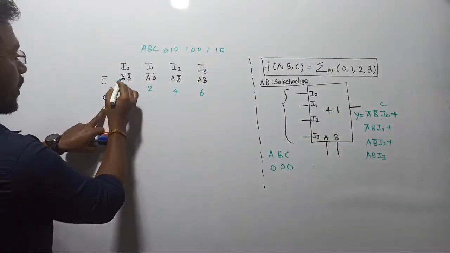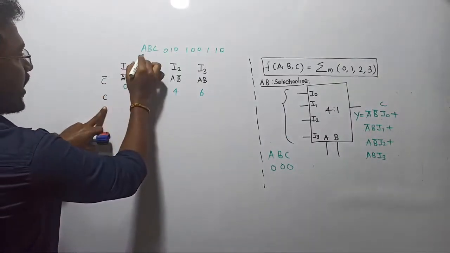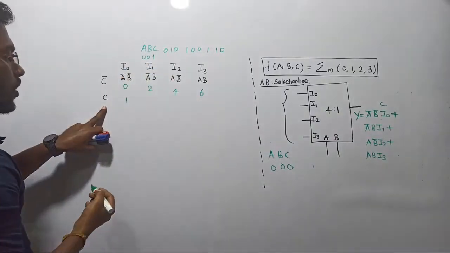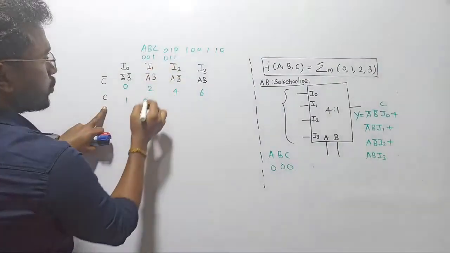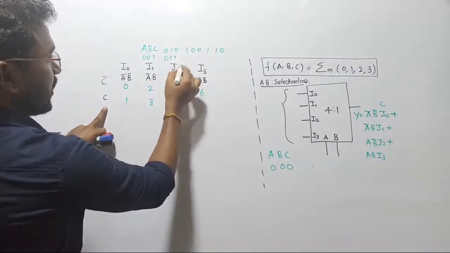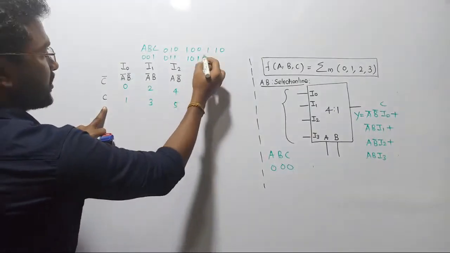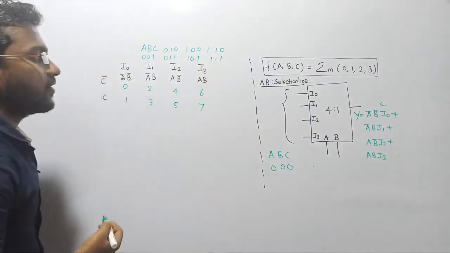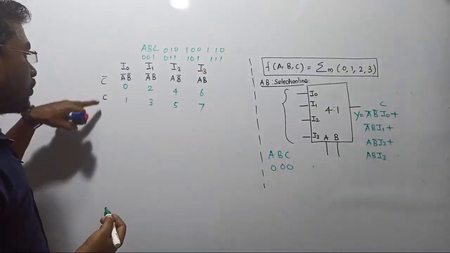Let us consider here A bar, B bar, C bar, right? Here A bar, B bar, C. A bar 0, B bar 0, C is 1: 0, 0, 1. I am considering 1. Next A bar 0, B is 1, such that C also 1. That is equal to 3. Next let us consider A 1, B bar 0, C 1: 1, 0, 1. That is equal to 5. Next let us consider A, B, C, that is equal to 1, 1, 1, such that we are considering 7. Clear? That is how we are realizing the relation between input and input variable, right?